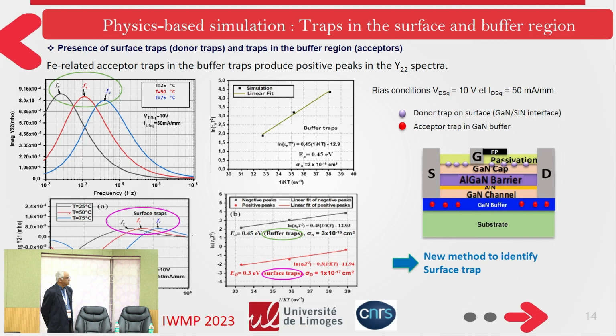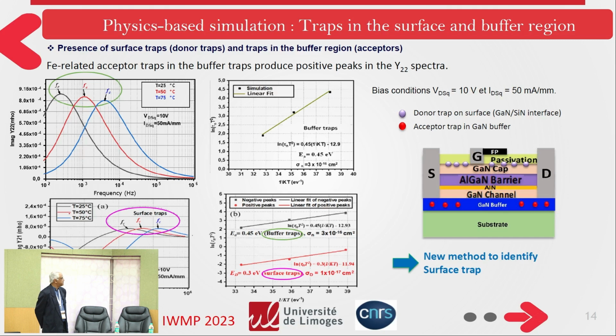One of the good things here is that I also present the simulation of Y21. With Y21 we can see buffer traps and surface traps. So we have two peaks. One peak's position is positive, another one is negative. As you can see, surface traps give a positive peak. The peak position also shifts to a higher frequency when the temperature increases. So by plotting, we can observe buffer traps and surface traps.